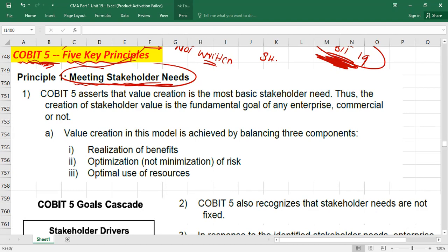If the stakeholder is the community, they want you not to pollute the environment. If the stakeholder is the customer, they want a reliable product from you. If the stakeholder is the supplier, they want timely payments from you. If the stakeholder is the lender, they want timely payment of interest and principal amount from you, right or wrong. So all stakeholders have their needs. We are going to apply IT, right or wrong, in the company's operations. So the first principle is meeting the stakeholder needs.